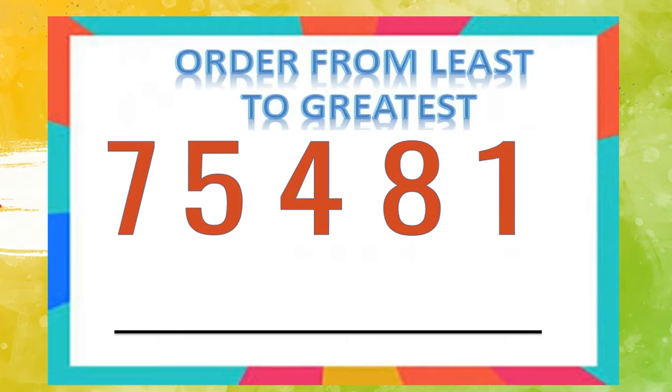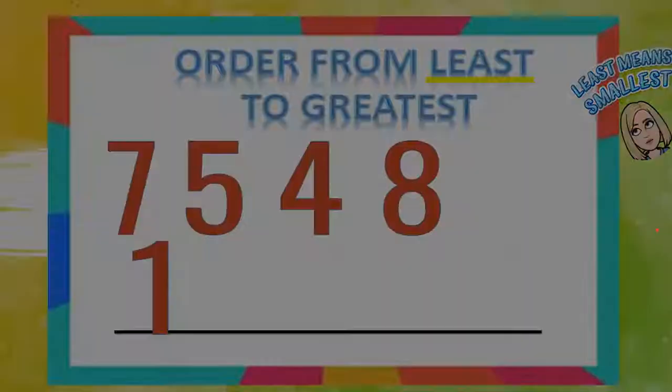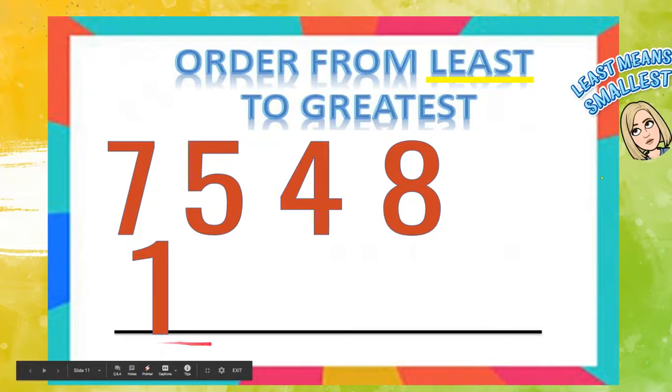So now we're going to practice ordering the numbers from least to greatest. Remember, that would mean putting them in order from smallest to biggest. So how you do this is you look at all your numbers here. So I have a 7, a 5, a 4, an 8, and a 1. Because I'm doing least, what is the smallest number up here? 1. Least means smallest, and that is the number 1. So I'm going to put the number 1 first.